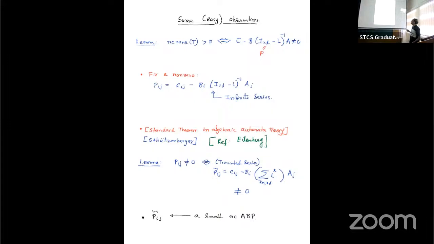Now we just use a standard technique. What is the infinite series? It's Cij minus Bi, I_RD minus L inverse, and because of the inverse it's an infinite series. You can expand it like I plus L plus L squared plus L cubed. That still works in the non-commutative setting, because there's only one L.